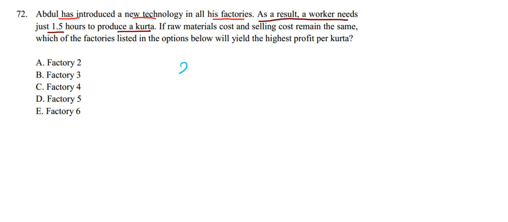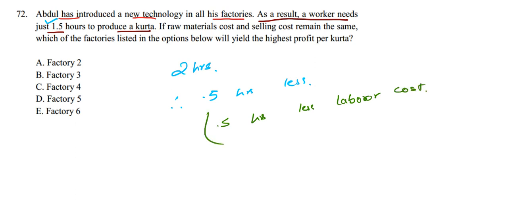Previously, a worker needed 2 hours to produce a kurta, but now he needs just 1.5 hours, that is 0.5 hours less. So Abdul pays 0.5 hours less labor cost, and this will be added to his profit so that he gets the total profit of each factory. If raw materials cost and selling cost remain the same, which of the factories listed in the options below will yield the highest profit per kurta?